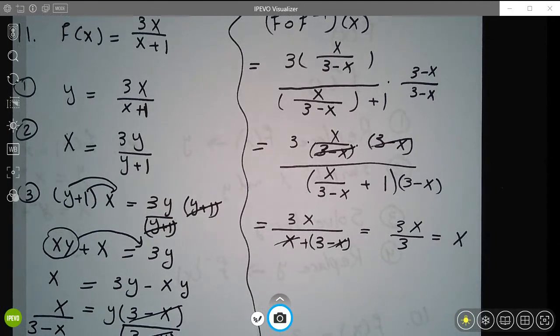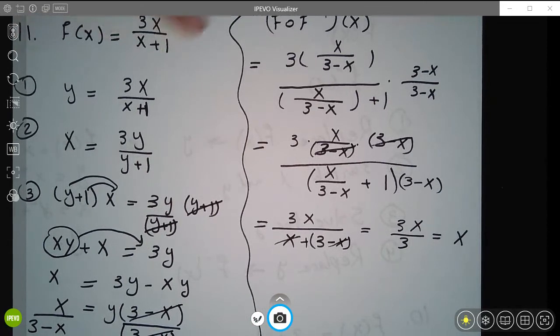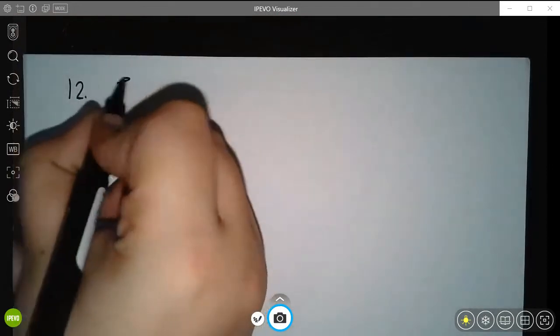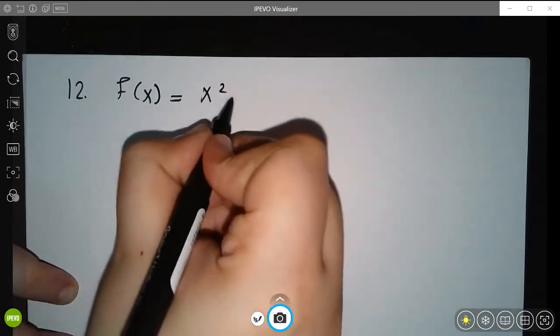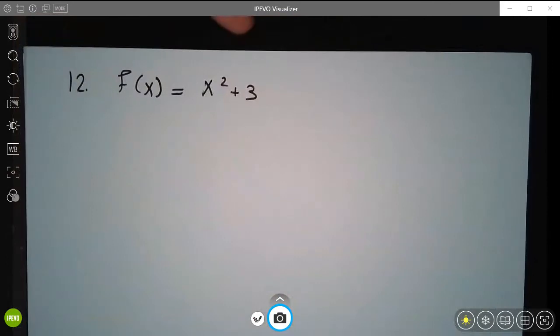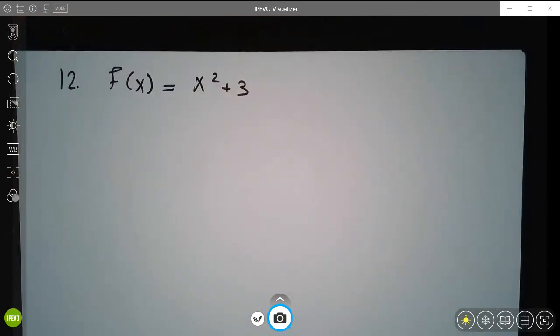Now that we're done with this one, let me move on to number 12. Okay, so far, as you've noticed, we did a rational function and a linear. But what if I gave you this? Number 12, we have a quadratic. The f of x the question gave you is x squared plus 3. Now, can you find the inverse for this function? I just want the yes or no answer. What do you think? Quadratic. Can we find the inverse?